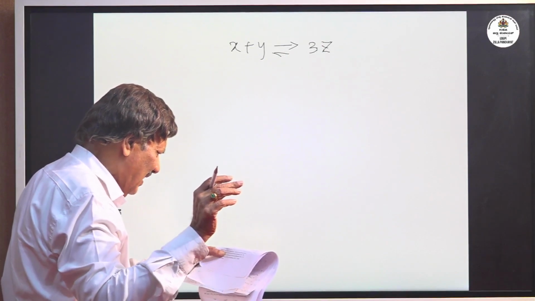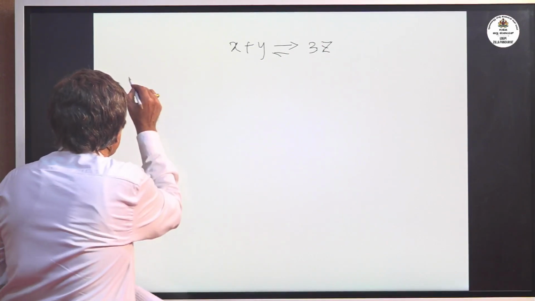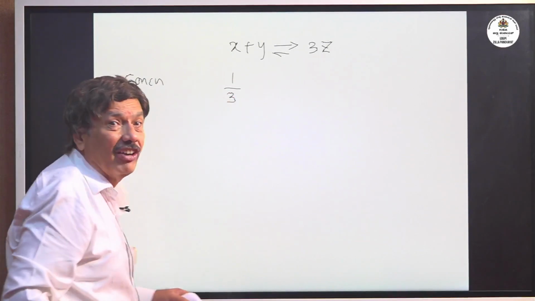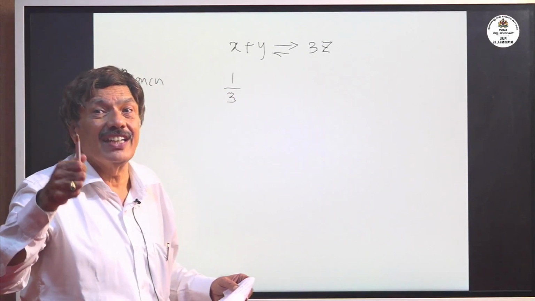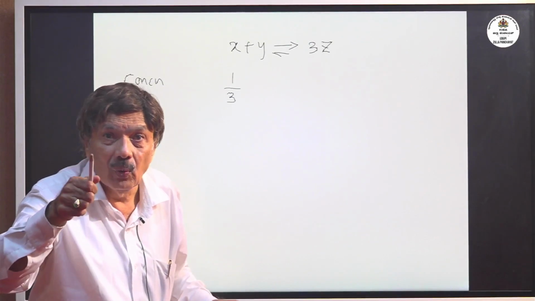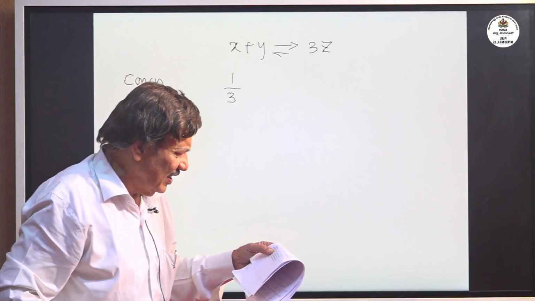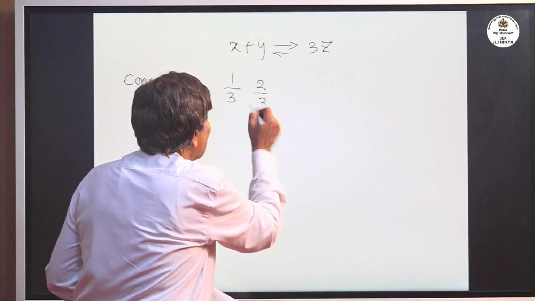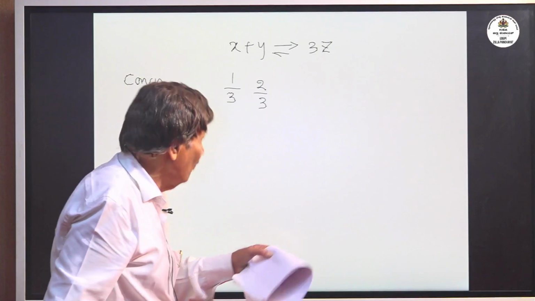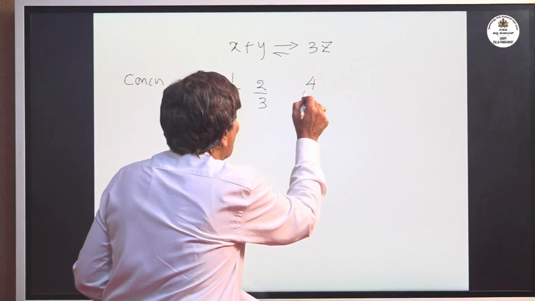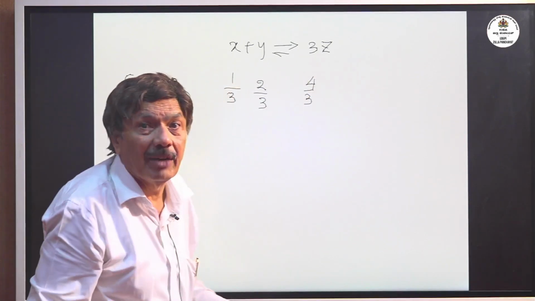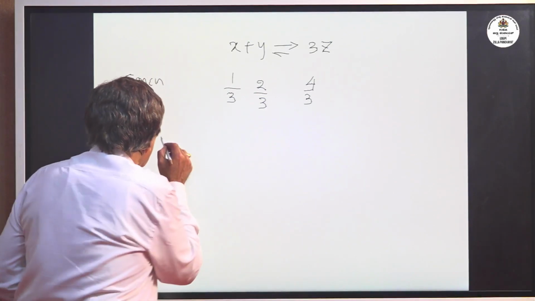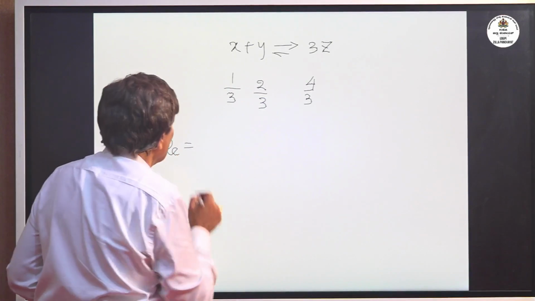Now, 3-liter vessel, 1 mole of X. So let me directly write the concentration. 1 mole of X by 3. To get the concentration, I have to divide the number of moles by the volume of the container. Next one is Y, how many moles? 2 moles. Its concentration will be 2 by 3. Next, Z is how many moles? 4 moles. Its concentration will be 4 by 3. Each number of moles is divided by the volume of the container in liters. Then let me write QC.